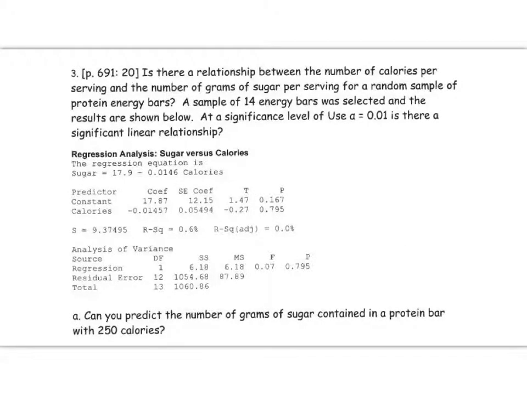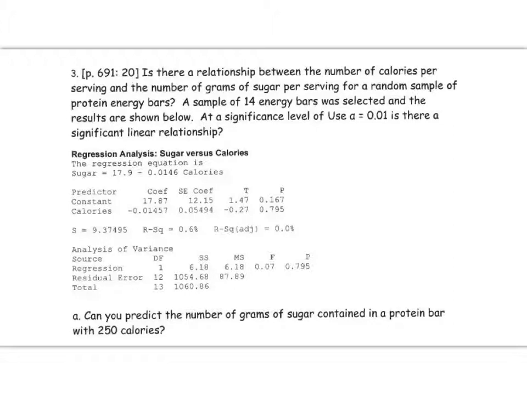My last example: is there a linear relationship between the number of calories per serving and the number of grams of sugar per serving for a random sample of protein energy bars? A sample of 14 energy bars was selected, and the results are shown below. At the significance level of alpha equals 0.01, is there a significant linear relationship?